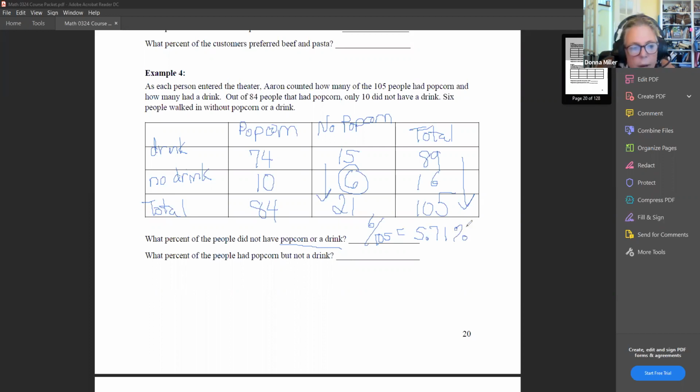Okay. And what percent of people had popcorn but not a drink? So popcorn and no drink would be this one right here. It's 10 out of, again, a total of 105. That's 0.095. We're going to multiply by 100 to get the percent. So I get 9.52%. Just round it to a couple decimal places.